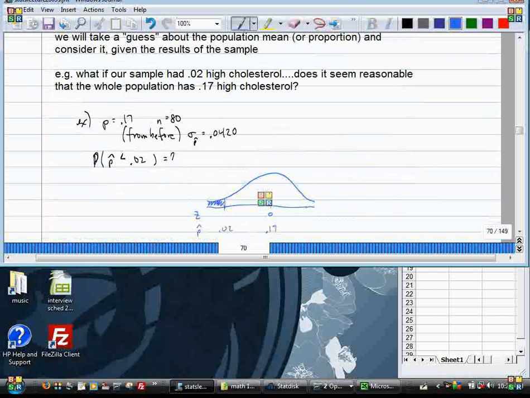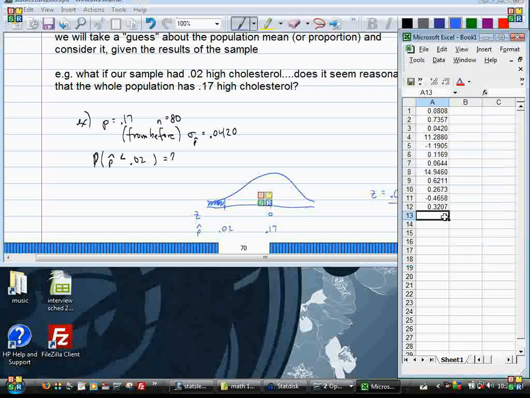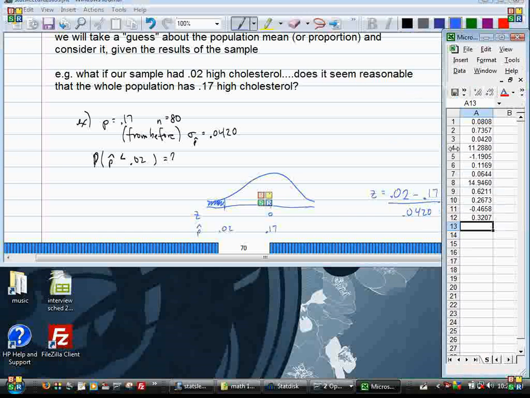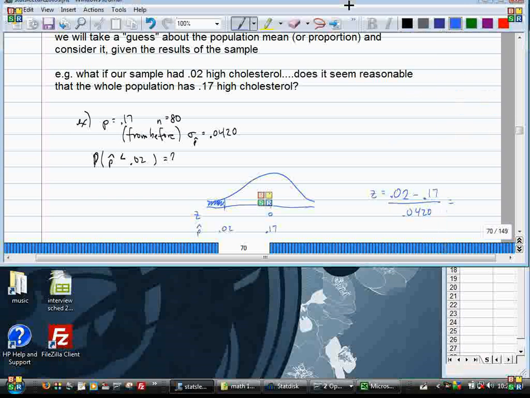Okay, now what? Find the z-score. Okay, so z equals what? 0.02 minus 0.17 over... Right. And let's go ahead and find that. It's negative 0.15 over 0.0422. That gives us negative 3.5714.